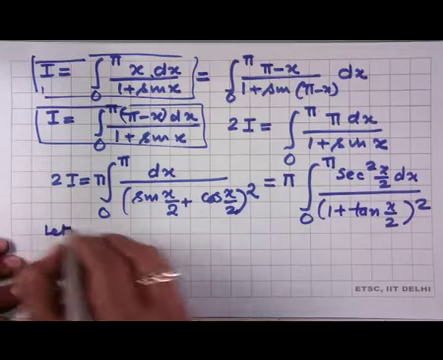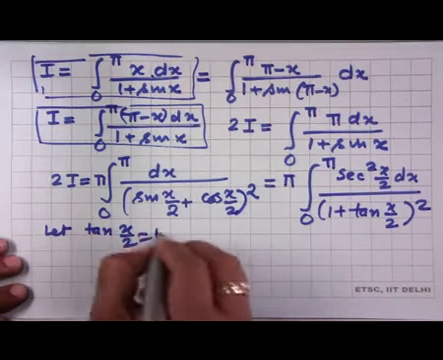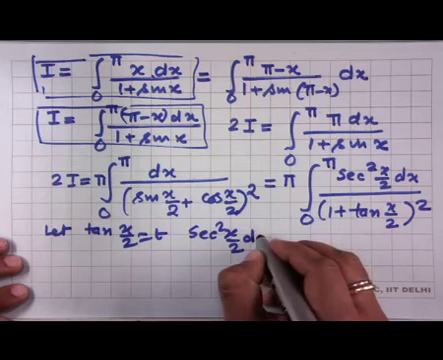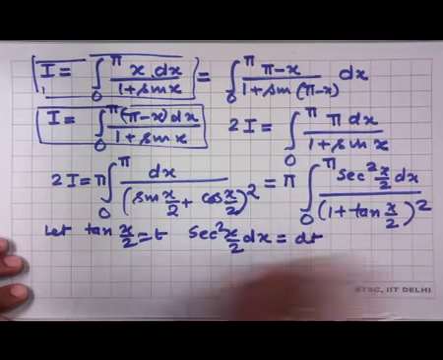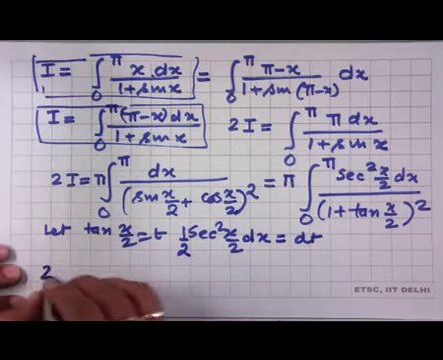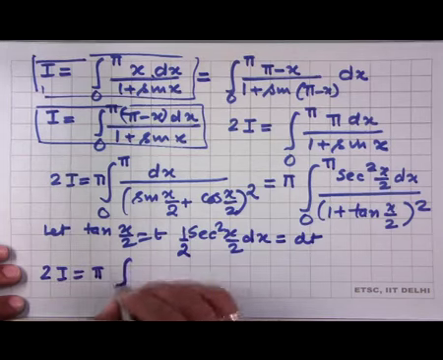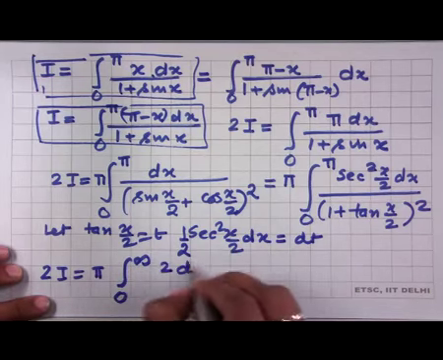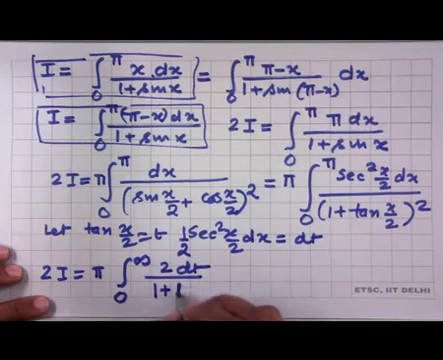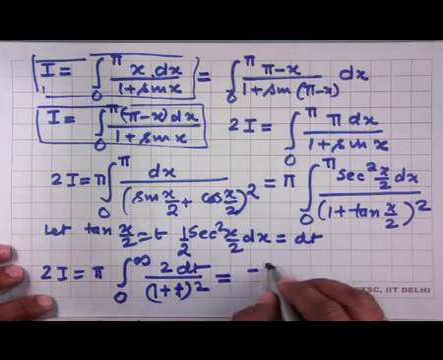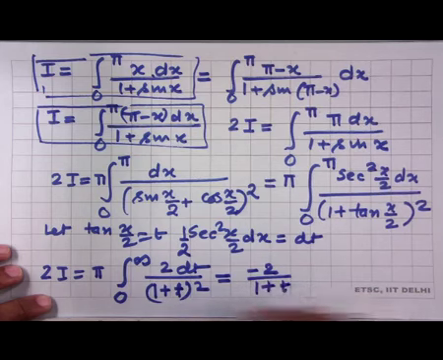Now, let tan x by 2 be t. So, sec square x by 2 dx equals 2 dt. So, you get 2I equals pi, where tan 0 goes to 0 and tan pi by 2 goes to infinity, and sec square x by 2 dx is 2 dt, and here you get 1 plus t square. So, this will give you minus 2 upon 1 plus t, integration of this from 0 to infinity.